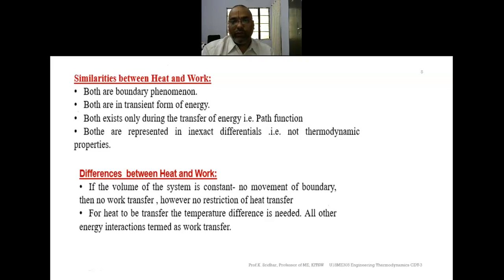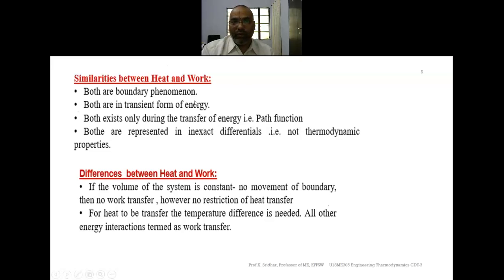So which one is to be considered as minus and which one is to be considered as plus? That is very, very important. Now, what are the similarities and dissimilarities between heat and work? That is the first outcome of today's class. That is, both are boundary phenomena.